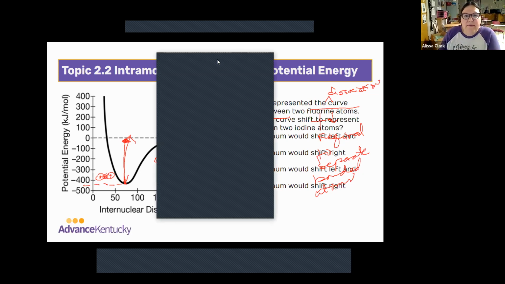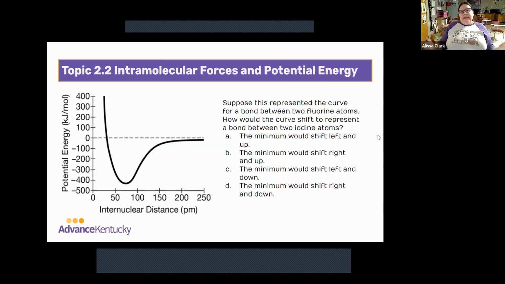One thing you also might be asked to do with this curve is, let's say this represents the curve for 2 fluorine atoms. How about if we were to graph on this axis the curve for 2 iodine atoms instead? How would the curve differ? This is for 2 fluorines, which, if you think about the periodic table, fluorine has 2 energy levels containing electrons, versus iodine, where iodine has 5 energy levels containing electrons.